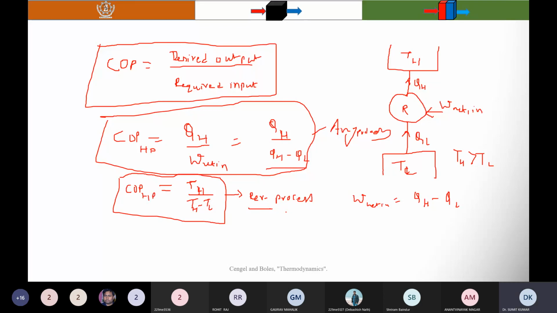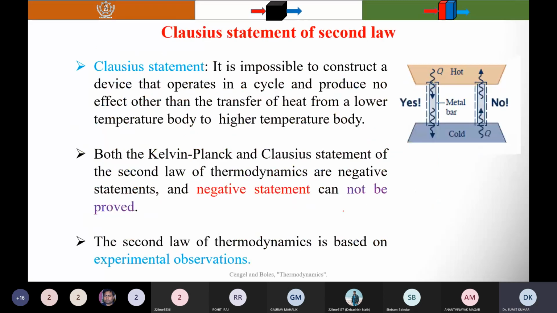The law associated with this is the Clausius statement. The Clausius statement says it is impossible to construct a device that operates in a cycle and produces no effect other than transfer of heat from a low temperature body to a high temperature body. You cannot transfer heat from a cold body to a hot body without using any device. So that is not possible.